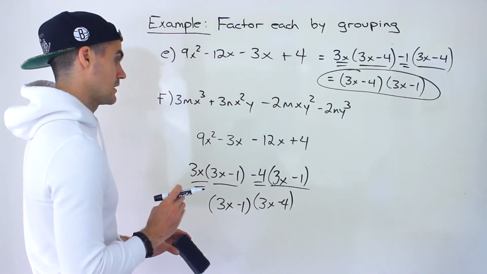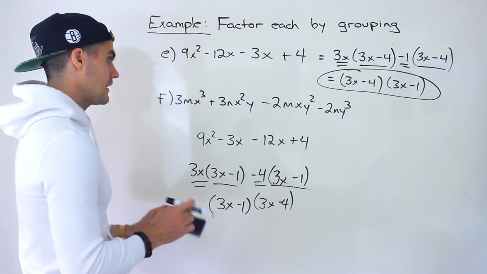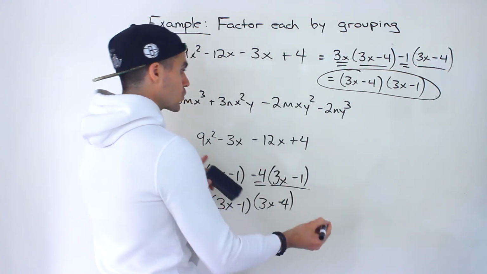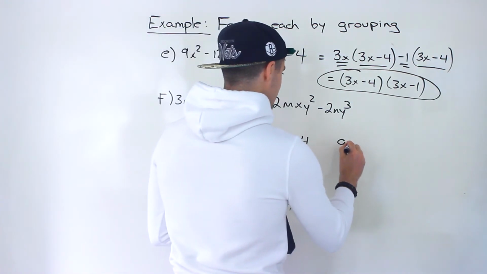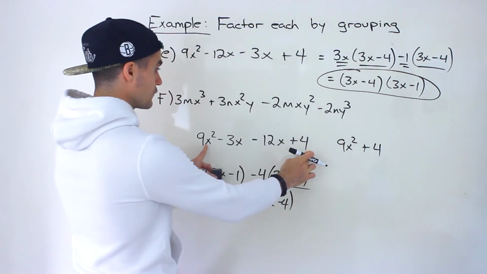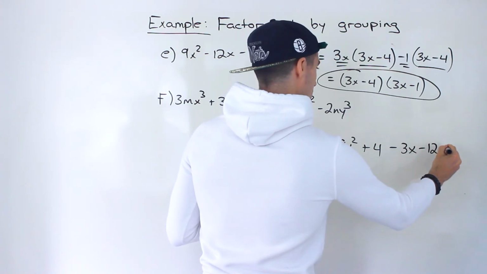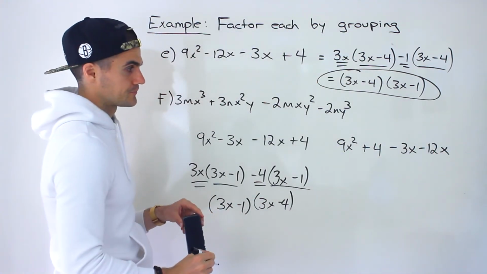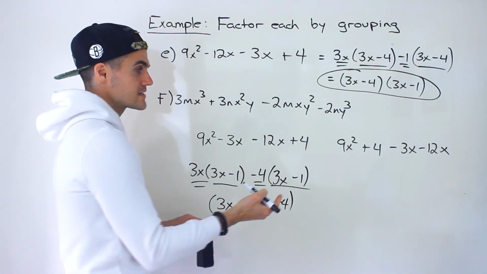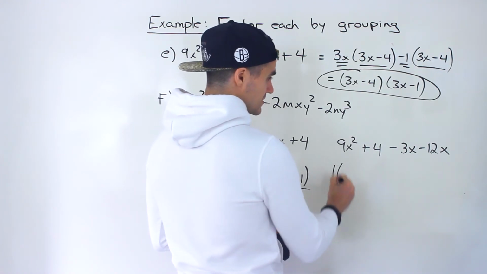That's the first thing. And then the next thing I want to mention is sometimes you have to rearrange it. So let's say that we were given this in this particular order. Let's put the 9x squared and the 4 together, and then we'll have minus 3x minus 12x, like that. In this particular case, factoring by grouping right away is not going to work, because from these two, we can't take anything out, even if we took out just the 1.